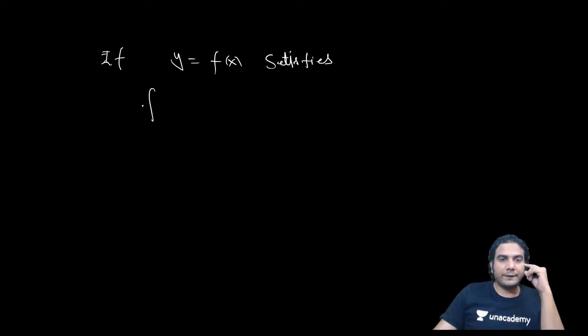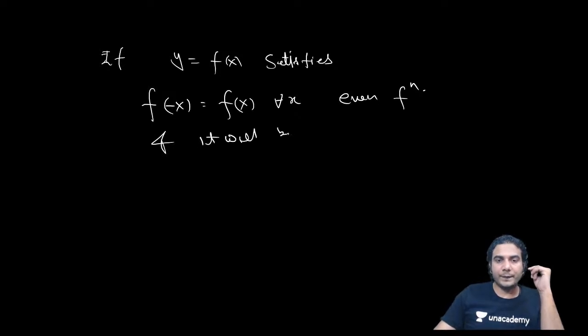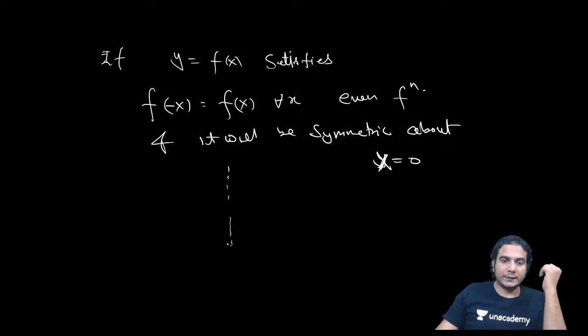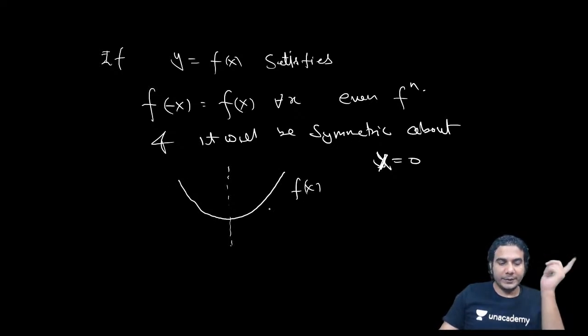If y is equal to f(x) satisfies f(-x) is equal to f(x) for all x, it is called an even function, and it will be symmetric about which line? The line x is equal to 0. Graph will be like this. This is an even function, okay? It is symmetric about the y-axis.